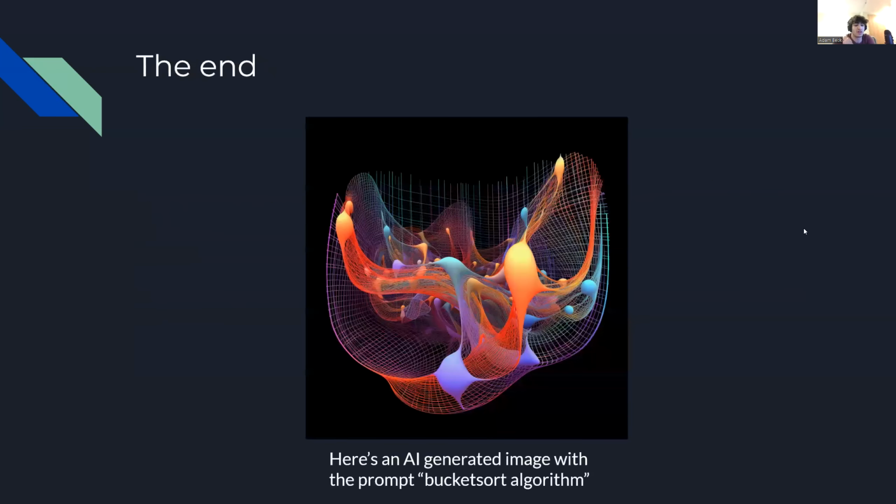And that's all I have, folks. And here's the AI generated image I generated with Midjourney, the newest version that just came out like last week. And with the prompt bucket sort algorithm. So I guess this is where artificial intelligence thinks a picture of bucket sort algorithm looks like. I don't know. I find it interesting, but that's all I have for you.